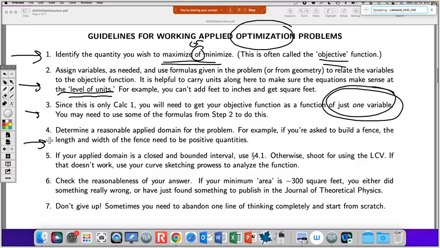Then you want to determine a reasonable applied domain. All right? So like if you're, for example, building a fence, it doesn't make any sense if you have negative dimensions for that fence. You follow? The fence needs to be negative 5 foot long by 2 foot tall. That doesn't make any sense. You follow?